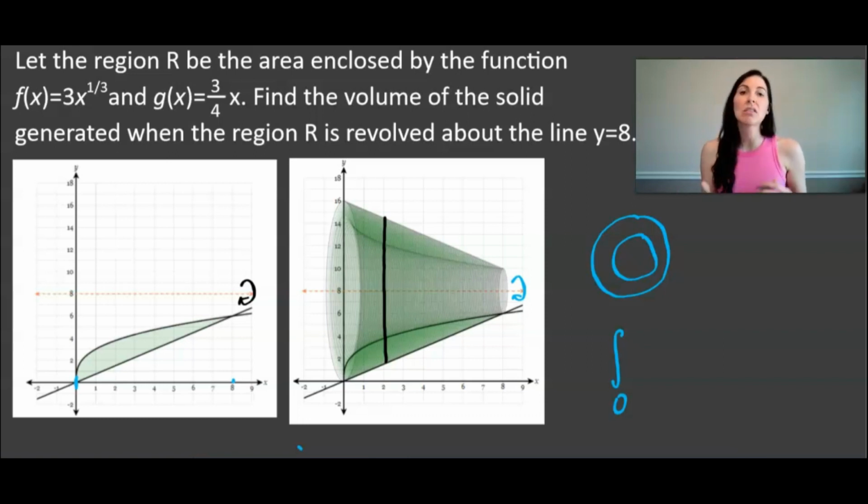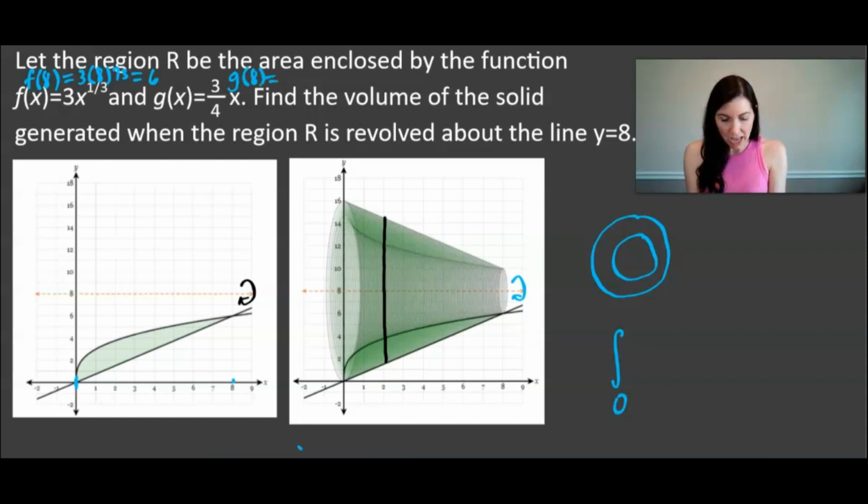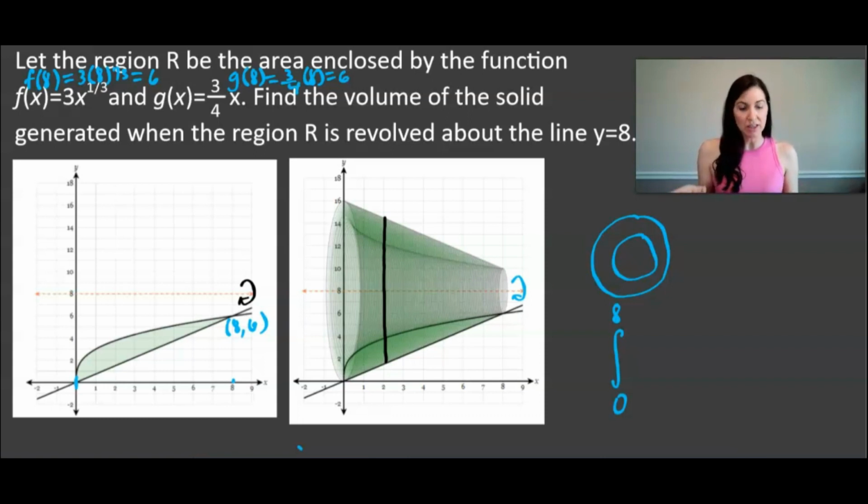So like I said, it looks like it's 8. Let me just make sure that that's where these two functions intersect. If I find f of 8, I'd be finding 3 times 8 to the 1/3. 8 to the 1/3 is 2. 3 times 2, I do in fact get 6. Likewise, if I find g of 8, I'd be taking 3/4 times 8, which is also 6. So yes, it looks like these two functions intersect at the point (8, 6), so I would be using the x value of 8. Now, what I need to do is add up an infinite amount of these washers. That's why I use the integral symbol.